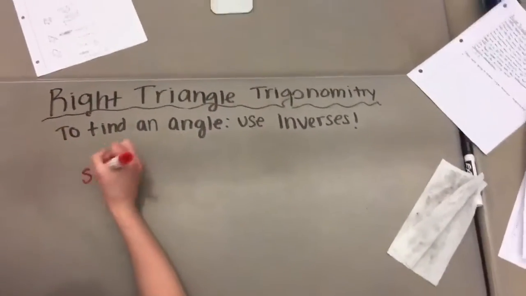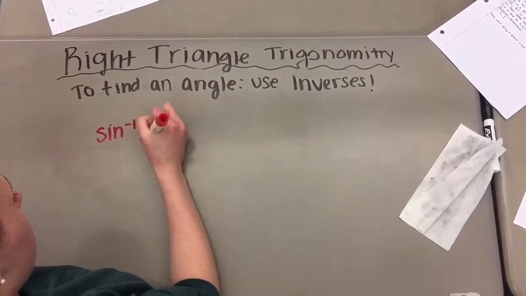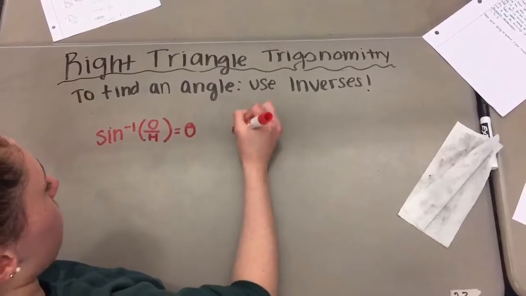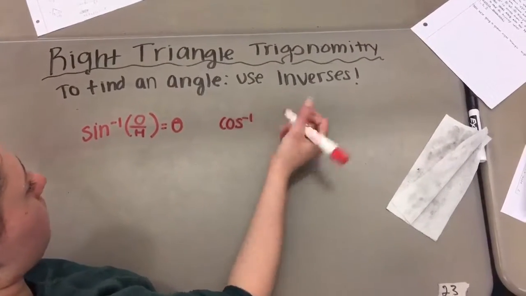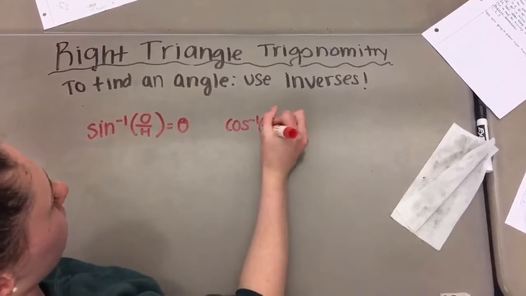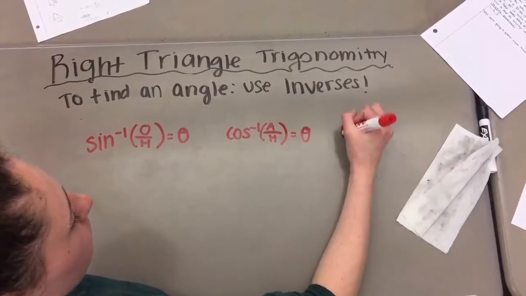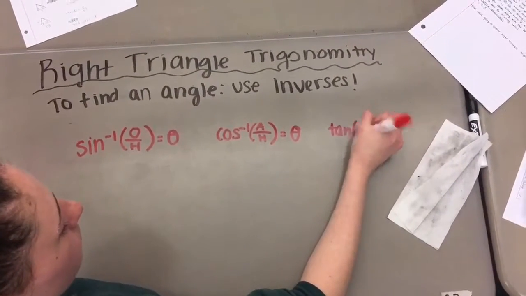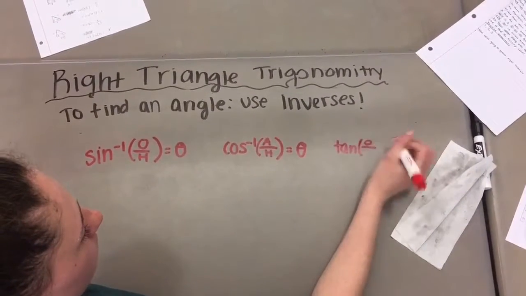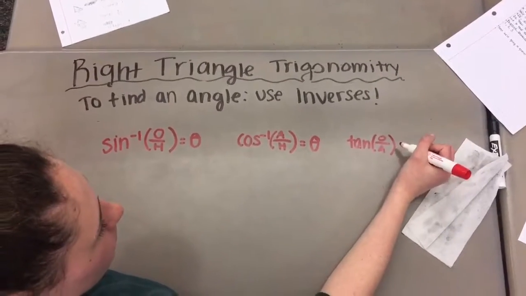In addition, to find an angle, you use the inverses. For example, if you're trying to find an angle and given is the opposite side and the hypotenuse, you do the inverse of sine, opposite over hypotenuse. Same thing goes for cosine. If it gives the adjacent side and the hypotenuse, you do the inverse of cosine, adjacent over hypotenuse, and same thing for tangent. If it gives you the opposite side and the adjacent side, you do the inverse of tangent, opposite over adjacent, to find the angle.